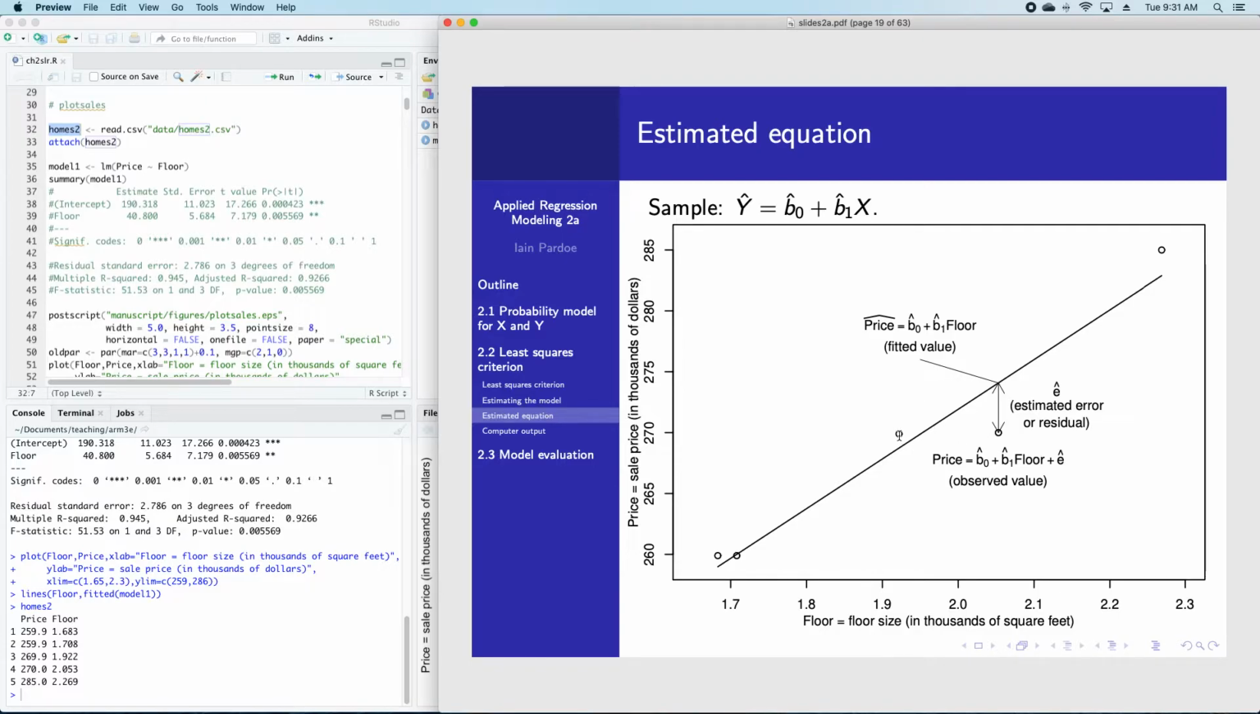The individual points aren't all the way along the line. So for example, this fourth one, the sale price is a little bit lower than the fitted value, and so the difference between the two is the estimated error or the residual e hat. And so we can write an observed value of sale price as b0 hat plus b1 hat times floor size plus that residual e hat.